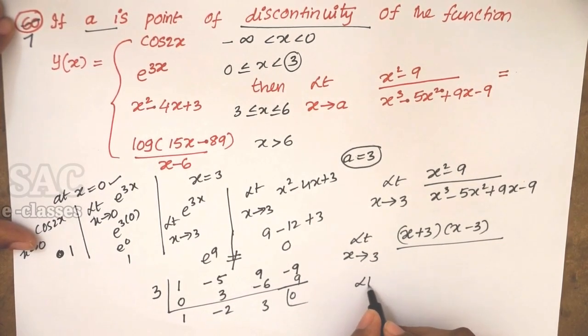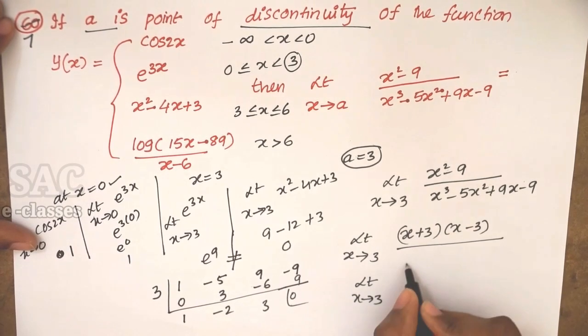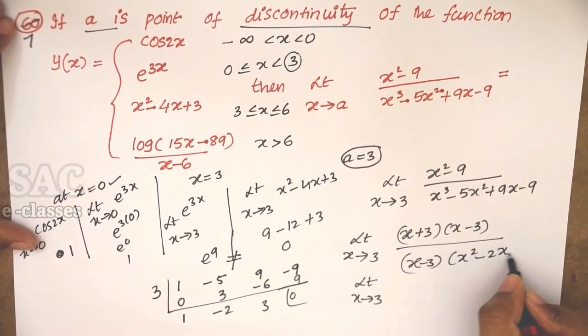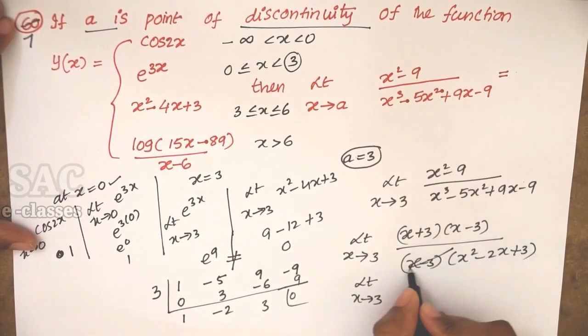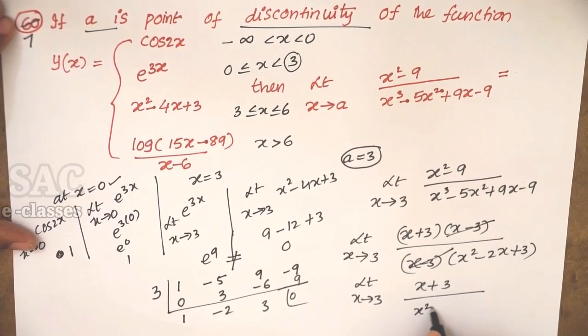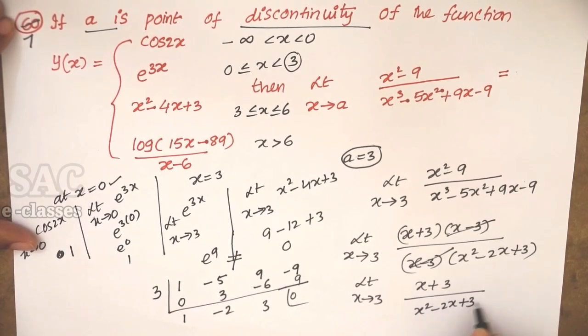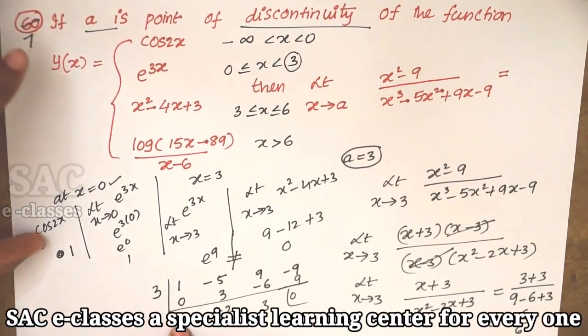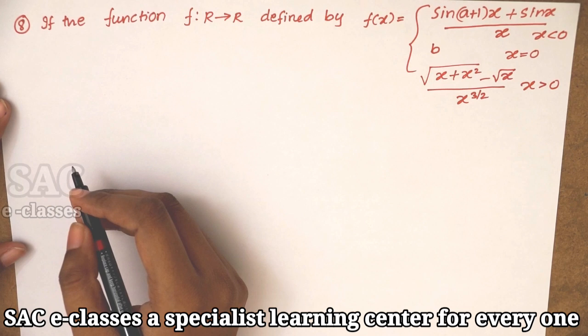So limit x tends to 3. Here (x minus 3) into (x square minus 2x plus 3). Getting cancelled, (x plus 3) by (x square minus 2x plus 3). Substitute it: 3 plus 3 by 9 minus 6 plus 3. You may get 6 by 6. Answer is clearly 1. Let us move to the next problem. Look at the next problem.